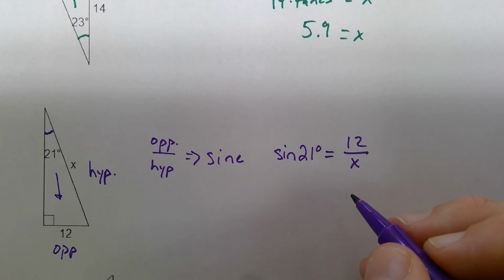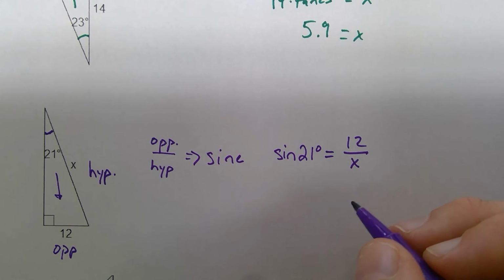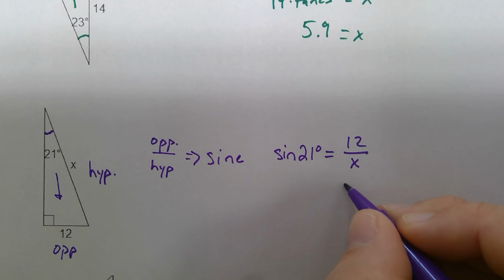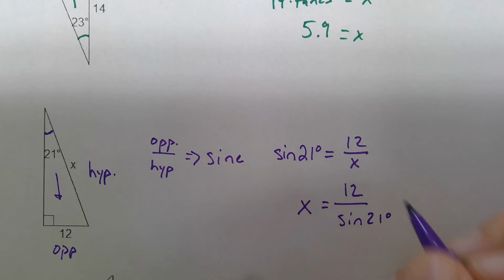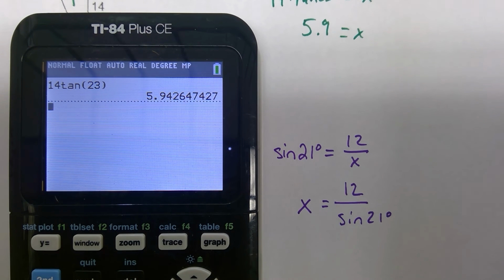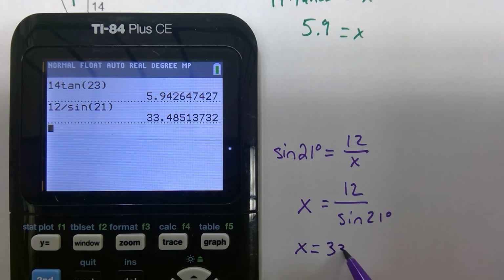Now, if I'm trying to get x by itself and it's in the denominator of a fraction, I can just swap the place of the left side and my denominator. Now x is by itself, so we're good to go. I'm going to put this in the calculator. I want to be careful here: 12 divided by sine 21, parentheses. I have to include the second parentheses or else it will not divide by what I wanted. Order of operations there. So x equals 33.5. We'll just round to the nearest tenth.